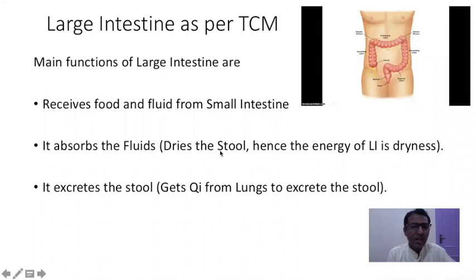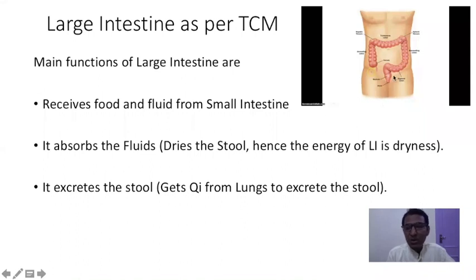We had discussed this earlier, but for the new ones, I'm trying to repeat it. Now whatever stool has been absorbed and dried, it has to be excreted. Even that work is done by the large intestine, but there is an involvement of the lungs over here. The push, the energy, which the large intestine needs to pass the stools, that energy or qi is coming from the lungs. So it gets the qi from the lungs to excrete the stool. These are the three main activities that the large intestine is doing as per TCM.